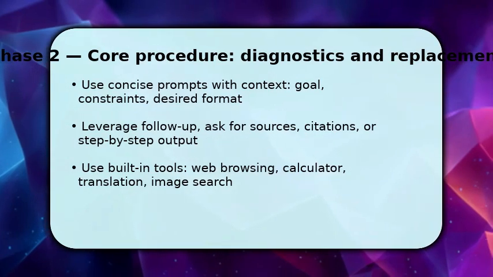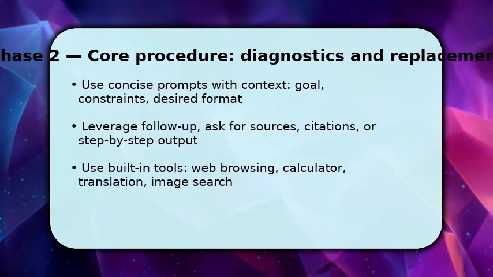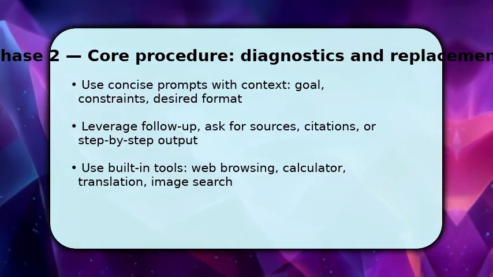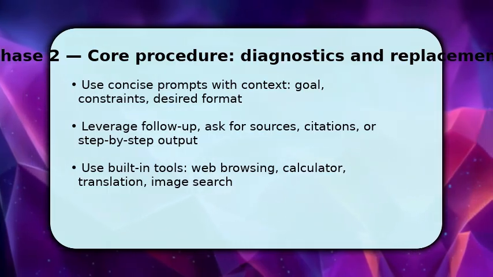Now focus on prompt structure. State your goal, include constraints, and request a format. This tells the AI how to respond. Once you get an answer, use follow-up prompts to refine or narrow results. Ask for step-by-step plans or quick summaries.